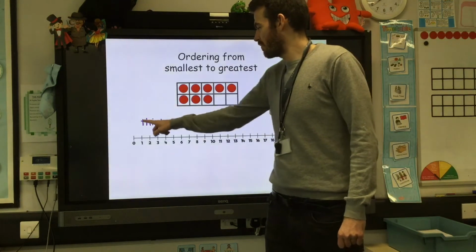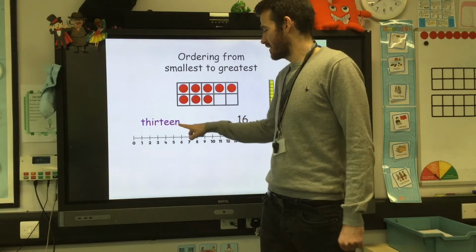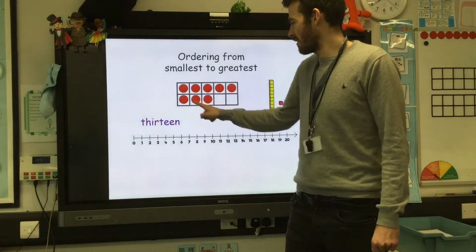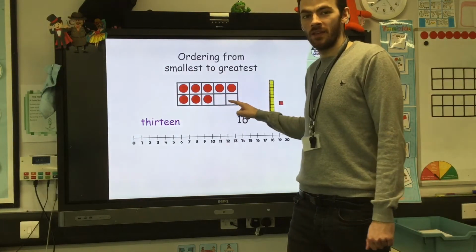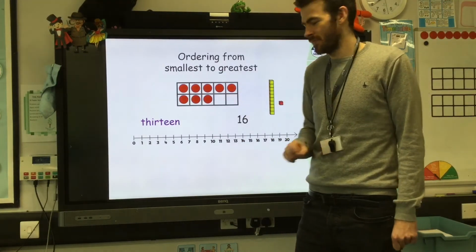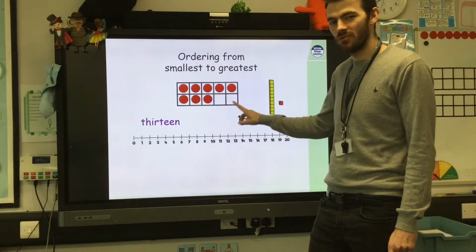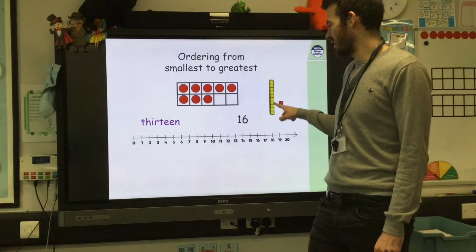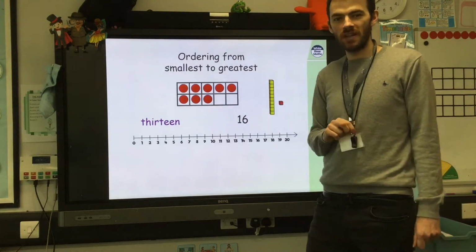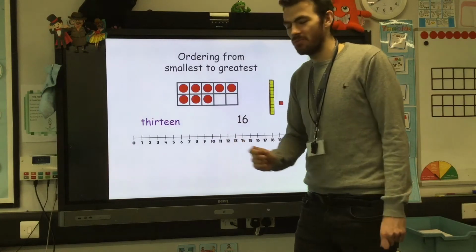Okay, so the first representation is the word, and this word tells us the number 13. Next we have a tens frame, and we have no tens and 8 ones. Here we have the numerals, 1 ten and 6 ones makes the number 16, and finally the base 10, we have 1 ten and 1 one, which makes the number 11. Let's try and put these numbers on the number line now.